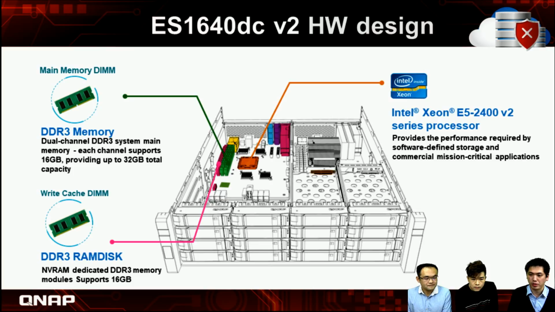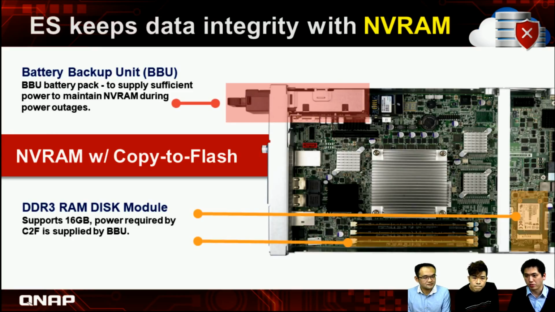And for each controller, we have the Xeon E5, this kind of server-grade CPU, to handle our storage system. And each controller has 32 GB memory to run our QES system, and there is a 16 GB RAM disk as a write cache. But as you know, the RAM disk may cause some error when the power is lost, right? Yes. So in the next slides, we will introduce our NVRAM architecture in our ES system.